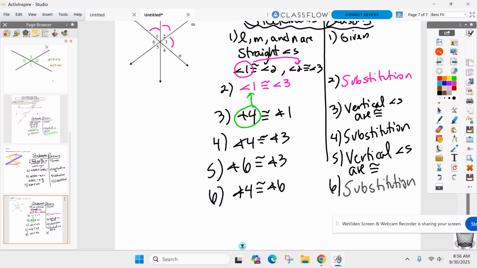I'm warning everybody. We had two pairs of vertical angles. Don't put them in the same step. Your mind will explode. Keep them separate. Write it, use it with substitution. Write it, use it with substitution. Don't try to write all the vertical angles in one step. It'll be chaos.